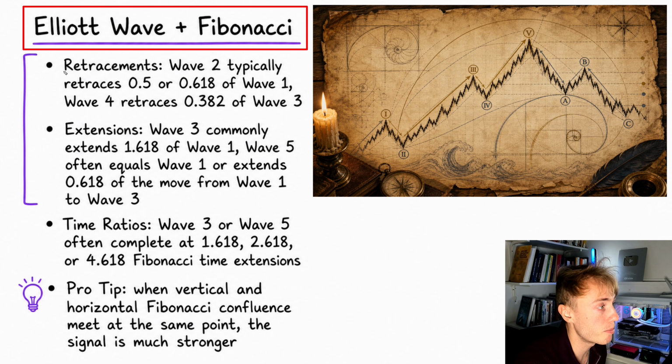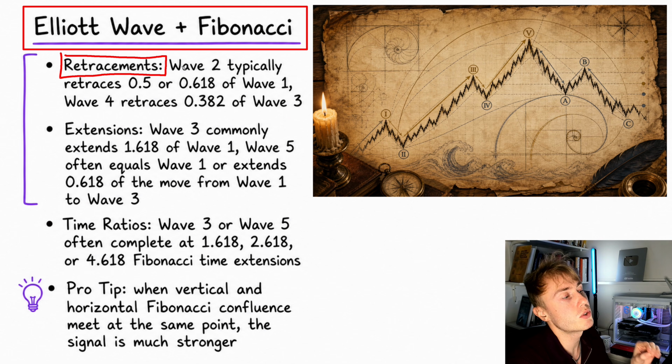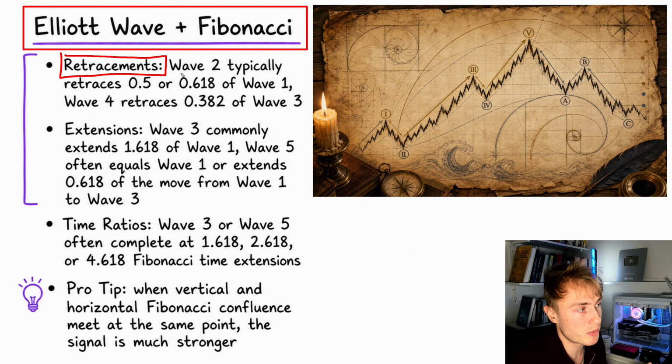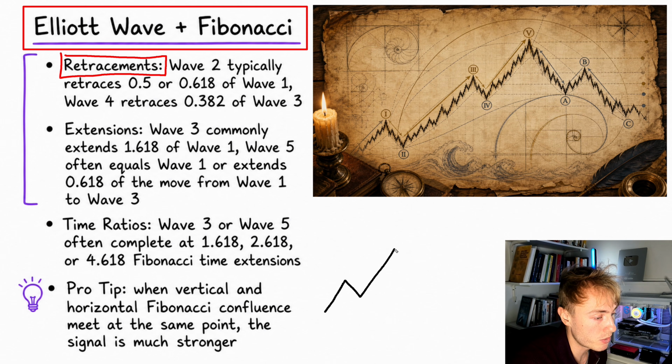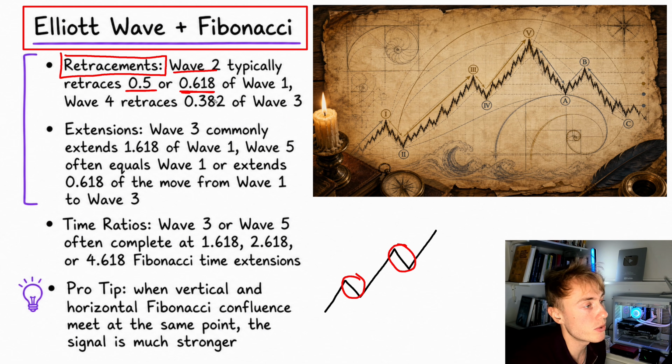We need to talk about both retracements and extensions. But let's begin here with retracements. So when it comes to retracements, remember the retracements are referring to the pullbacks in the wave. So if I have a count 1, 2, 3, 4, 5, when we talk about retracements, we're talking about wave 2 and 4. And here, wave 2 typically retraces 0.5 to 0.618 of wave 1.